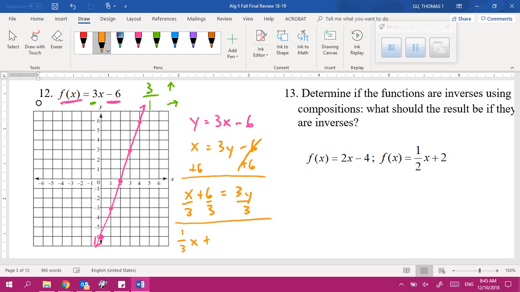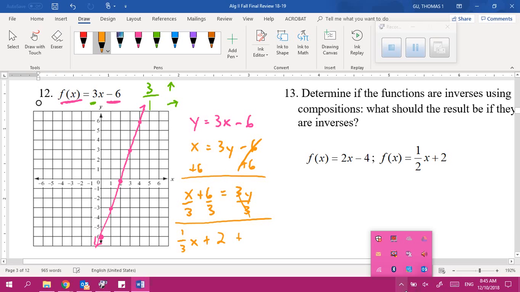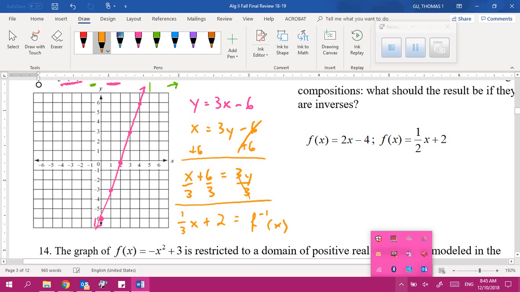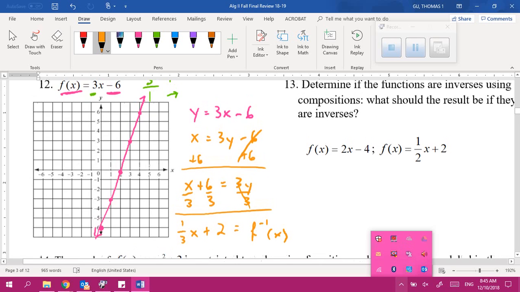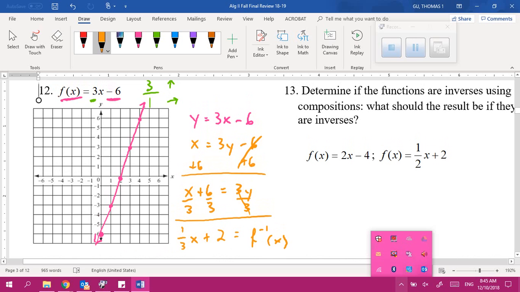plus, what's 6 divided by 3? 2 equals, and I'm not going to write y because originally I was looking for the inverse, right? So I'm going to write f inverse of x like this. That's going to be my inverse right there. You can't say this y also equals 1 over 3x plus 2 because then you're saying that these are the same graph, and they're not. Okay, so now we need to graph this 1 over 3x plus 2 because that's the inverse.